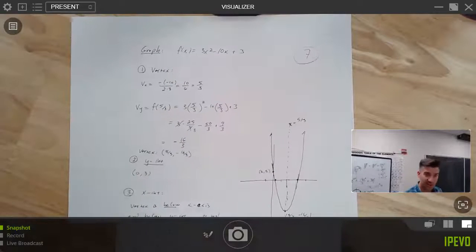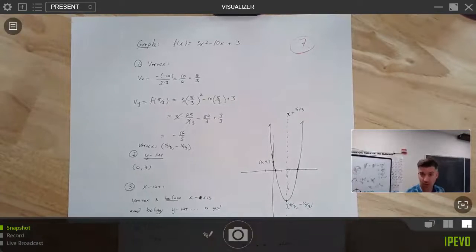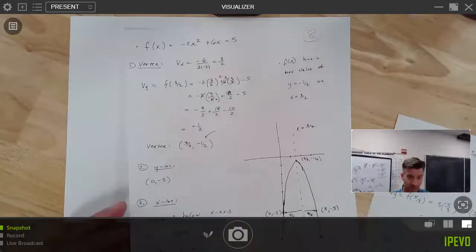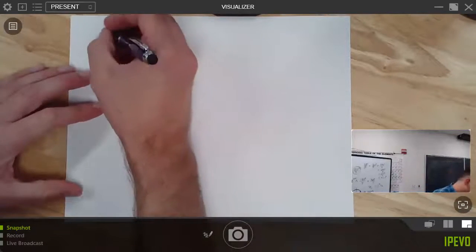There's a 3x squared minus 10x plus 3 that you could look at on your own, which would be a good example to work through. There's also a negative 2x squared plus 6x minus 5, and this one doesn't have any x-intercepts. But what I want to show you is an example where we have x-intercepts, but they're not nice. They're not even rational. They're irrational. So I'm going to make something up because I didn't have one prepared.